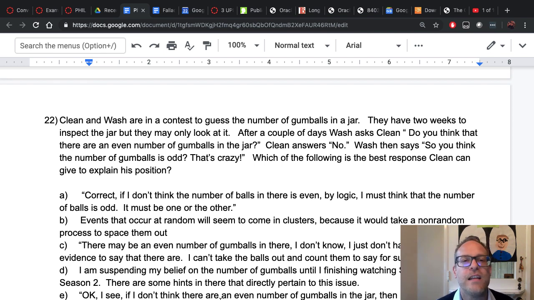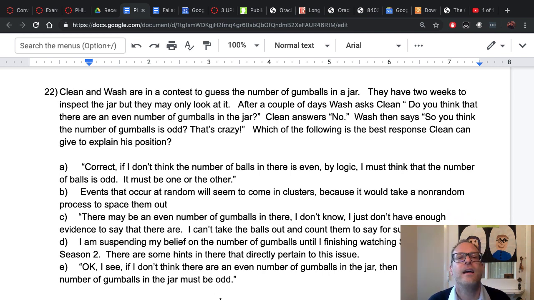Number 22. Clean and Wash are in a contest to guess the number of gumballs in a jar. They have 2 weeks to inspect the jar, but they may only look at it. After a couple of days, Wash asks Clean, "Do you think there are an even number of gumballs in the jar?" Clean answers, "No." Wash then says, "So you think the number of gumballs is odd? That's crazy!" Which of the following is the best response Clean can give to explain his position?